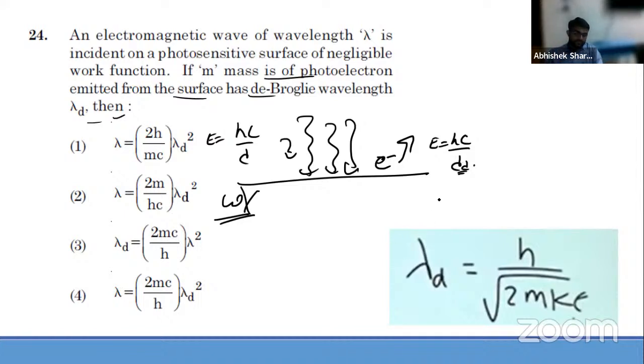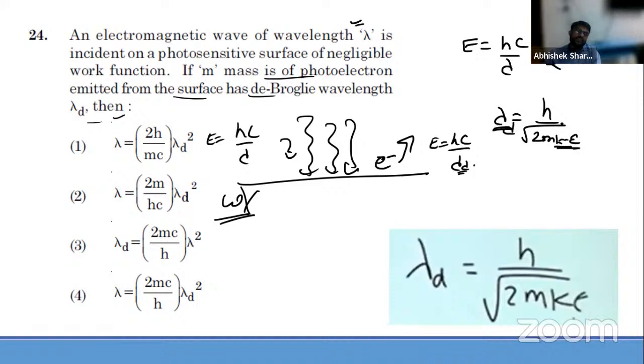Remember, the wavelength of the photon is given. So we are having energy of the photon as hc by lambda. Okay? This energy will be completely converted into kinetic energy of the electron. Okay? So lambda d will come out approximately as follows. First of all, let us make the formula. Formula is h upon under root 2m kinetic energy. Let us make it lambda d.